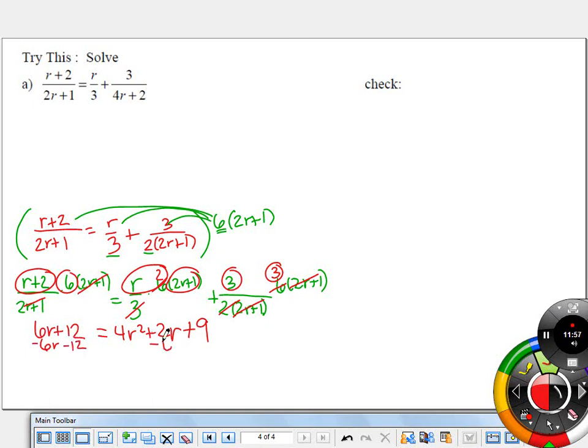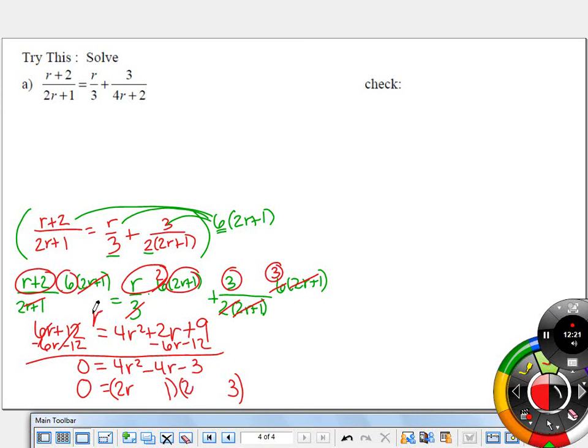Again, I'm going to use my quadratic techniques, so I'm going to get everything on one side of the equation in order to solve it. So 4r squared minus 4r minus 3. I'm going to see if I can factor this. Let's see, 6 and 2. Okay, so let's see if this works. I'd get my 4r squared at the beginning and negative 3 at the end.